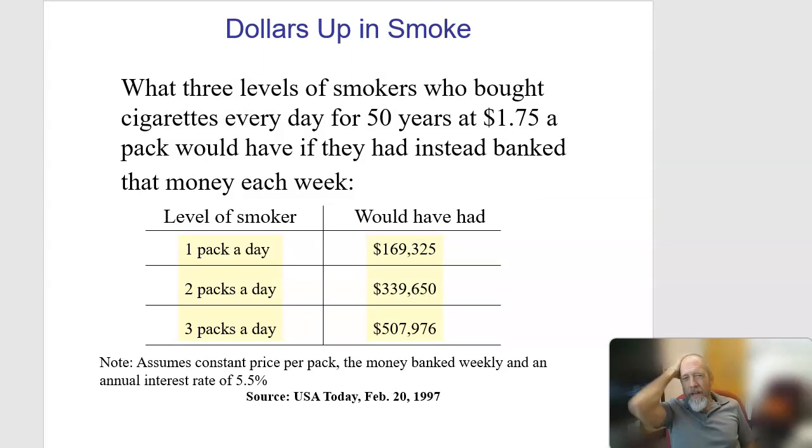For example, suppose you bought a pack of cigarettes every day for 50 years. In this case, we're going to say $1.75 a pack. They don't cost that anymore, but hey, that's just what we're dealing with. $19.97. We may take this one forward and actually change the prices. So if you banked that, how much money would you have had over those whole 50 years? Pretty amazing to say that if you smoke 3 packs a day, annual interest rate of 5.5, we assumed that, and wow, $507,976. You would have had $500,000 just in that.